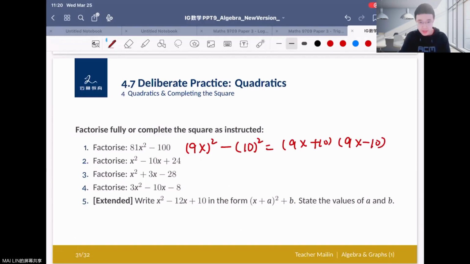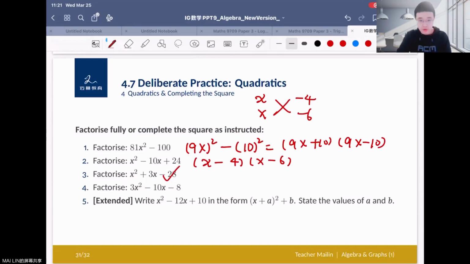For the second problem, factorize x squared minus 10x plus 24. You can first divide 24 as 4 and 6. So divide it as x minus 4 and x minus 6, because negative 4 plus negative 6 added together equals negative 10. So you write x, x and negative 4, negative 6, which becomes x minus 4 times x minus 6.